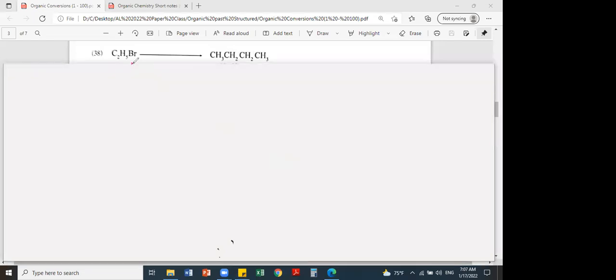One method is this. You can convert this into C2H5MgBr, and then you can add C2H5Br. That is one method, right? Then you get it.